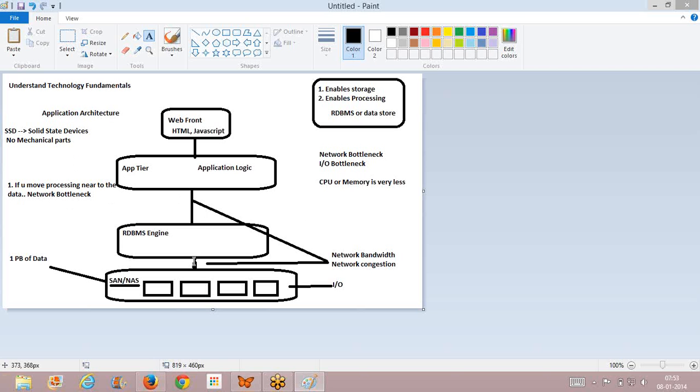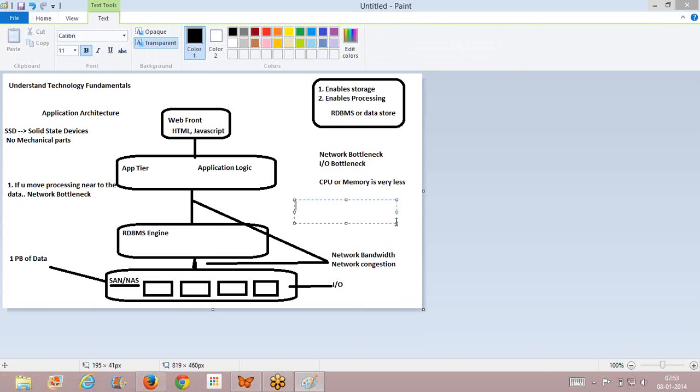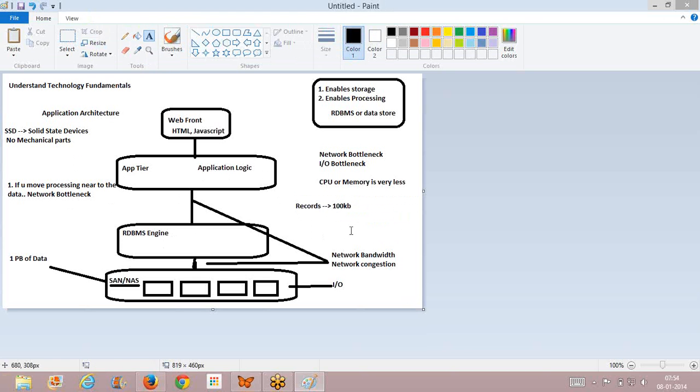Let's look at fundamental number two. Now, assume that you have pushed the processing towards the RDBMS. The RDBMS has one fundamental limitation, that it stores data in the form of records. A typical record size will be, let's say, 10 KB or maybe 100 KB, which is usually the record size. Which means the access of records from this disk is basically 100 KB at a time. So there are a million records, and a million into 100 KB is accessed at one point of time. This is how the access mechanism works in the RDBMS itself.